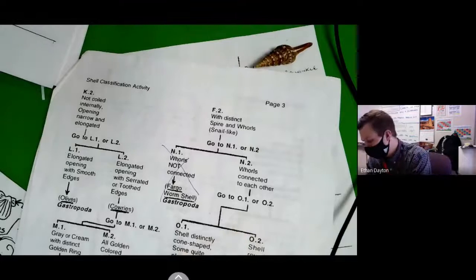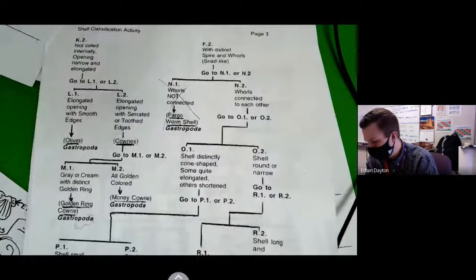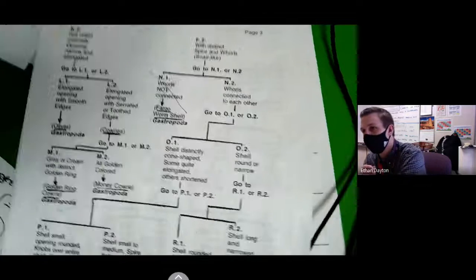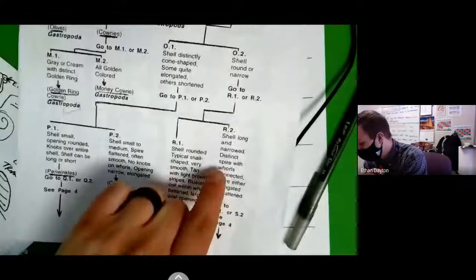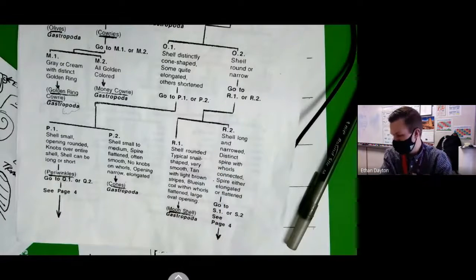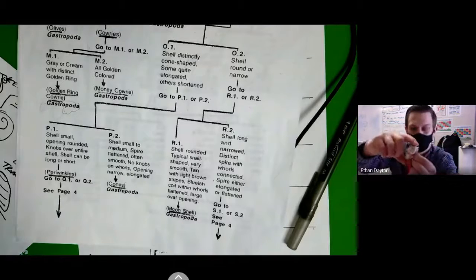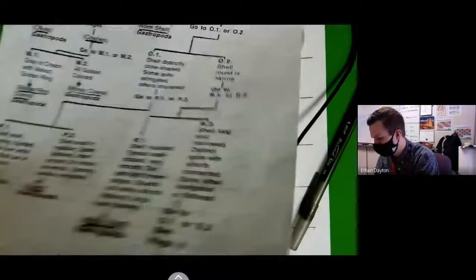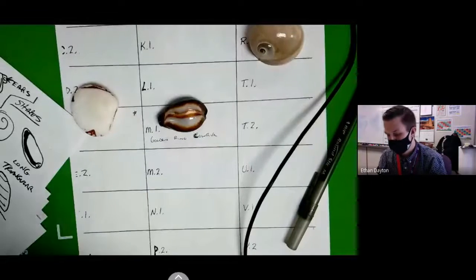Go down to R1 and R2. Is the shell rounded? It can't be R1. We're done with R1, right? We did the moon shell. So it's long and narrow. Distinct spire with the whorls connected. The spire is elongated or flattened. Yeah. So it does have a distinct spire. It is not rounded. Let's go to S1 or S2.